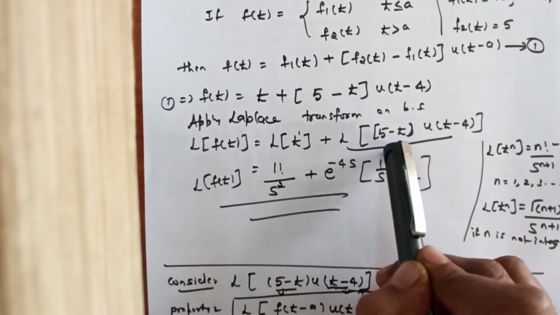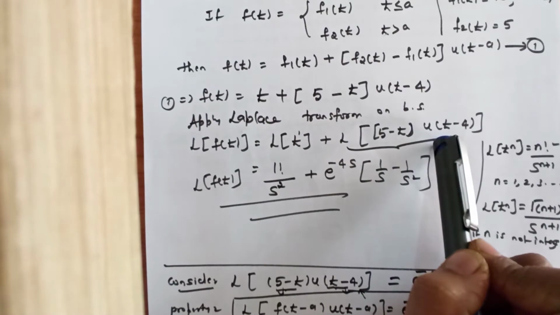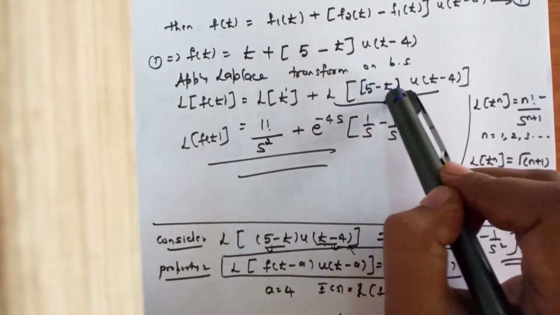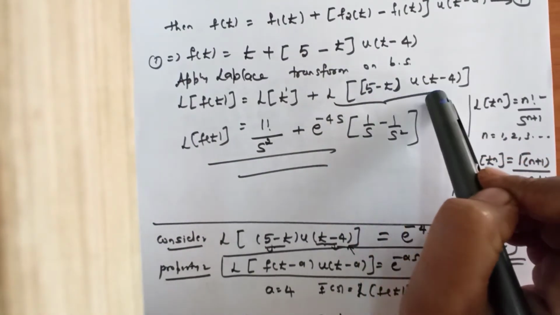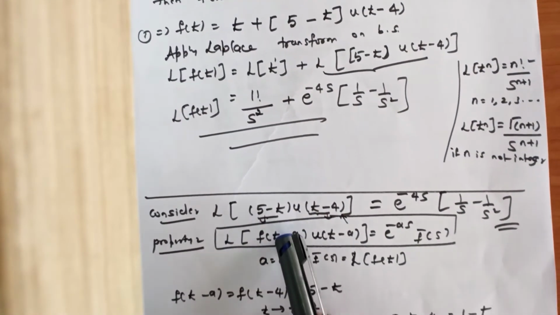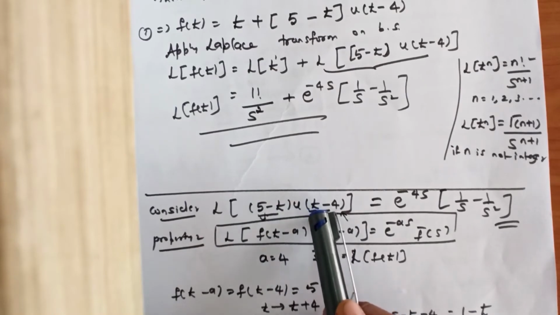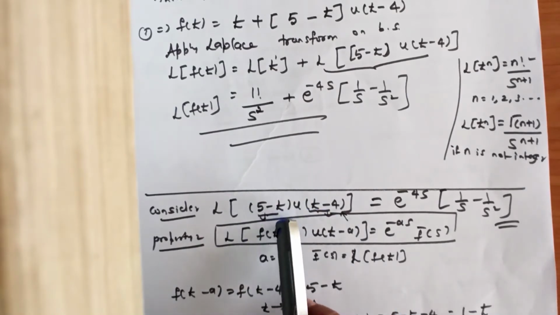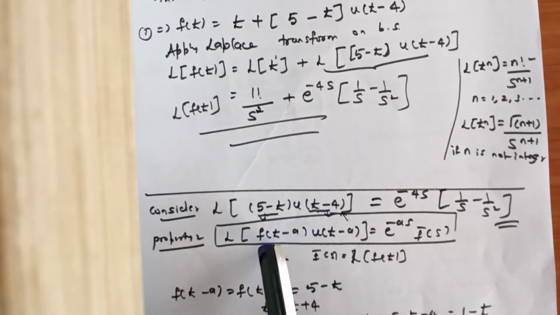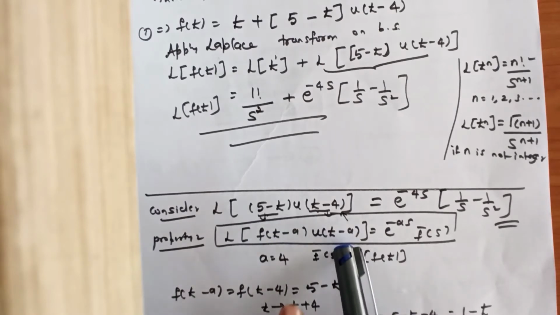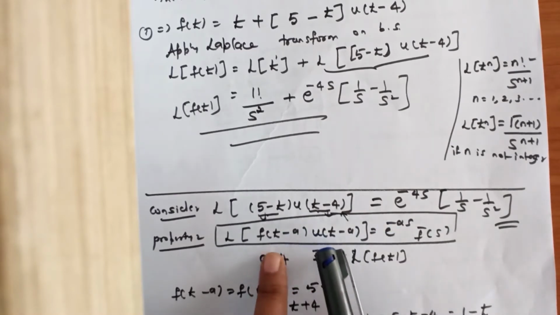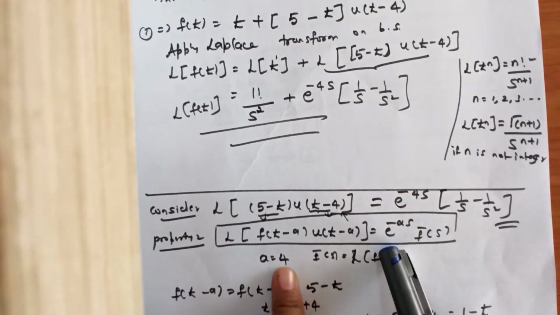Now we have to find the Laplace transform of 5 minus t into u of t minus 4 by using our second property. Here we will compute the Laplace transform of this particular expression, and then we will substitute back over here. This is the working procedure to find the Laplace transform of 5 minus t into u of t minus 4. Now, this equation is of the form f of t minus a into u of t minus a, where the second property is that the Laplace transform of f of t minus a into u of t minus a is equal to e power minus as into f bar of s.